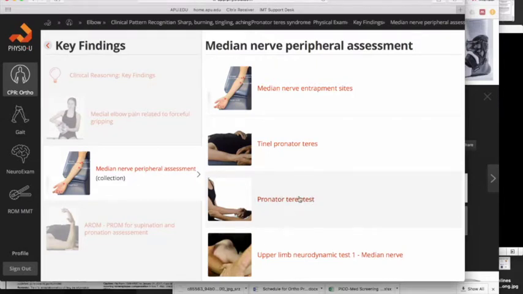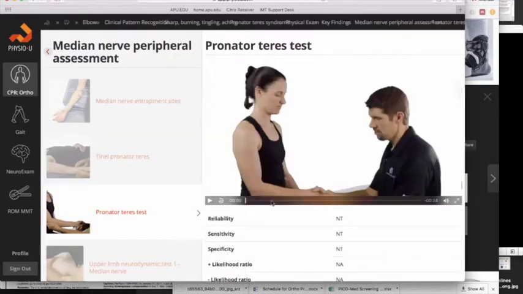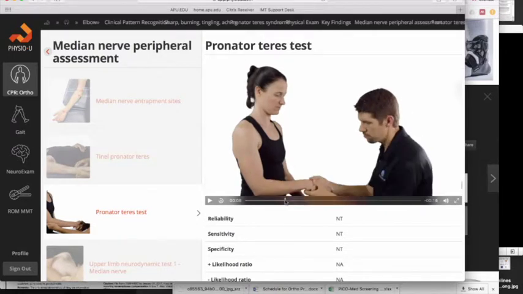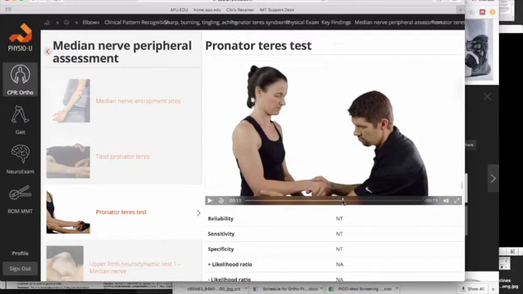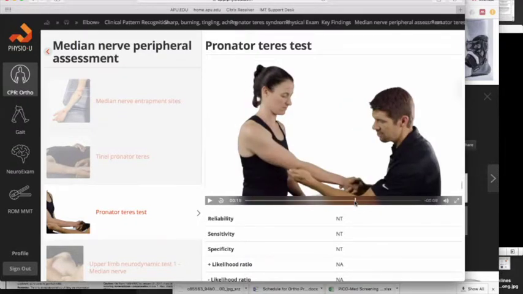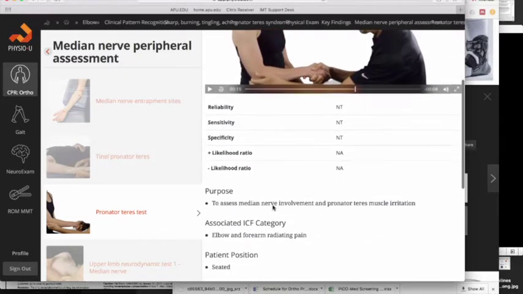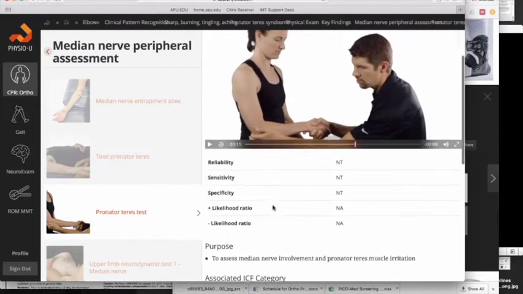And then we Tinel the Pronator Teres region, look for reproduction of symptoms. We do the Pronator Teres test, which you can see here, where the patient's wrist is in neutral, elbow is bent, a supination force is applied. You can see that here. The patient's asked to not let me move you, so they're pronating, and that is creating compression while we extend the elbow. So you can see that here in terms of extending the elbow. Granted, we don't know the reliability, sensitivity, and specificity of this test, but conceptually it makes sense.